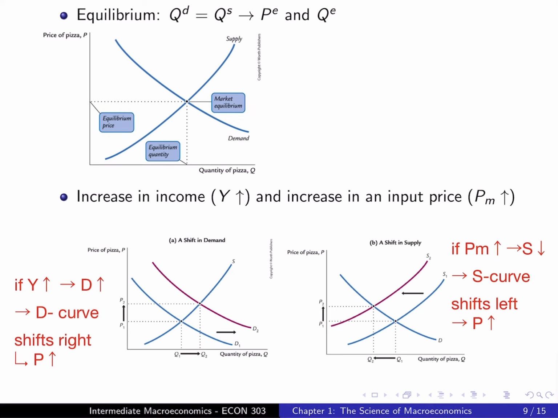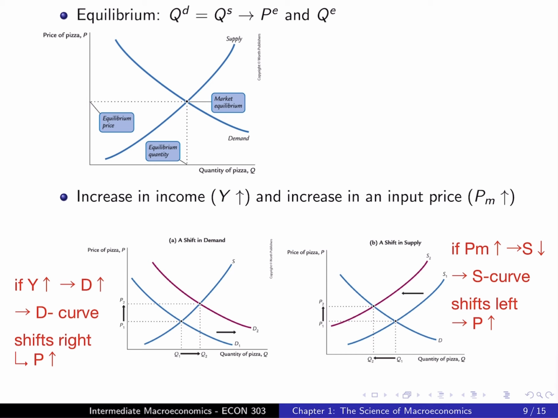Market equilibrium. You can now see how demand and supply interact using the diagram on the slide. The intersection of the demand and supply curves determines the equilibrium price and quantity in the pizza market. Let's look at two key scenarios that help us understand how changes in the economy affect market outcomes.